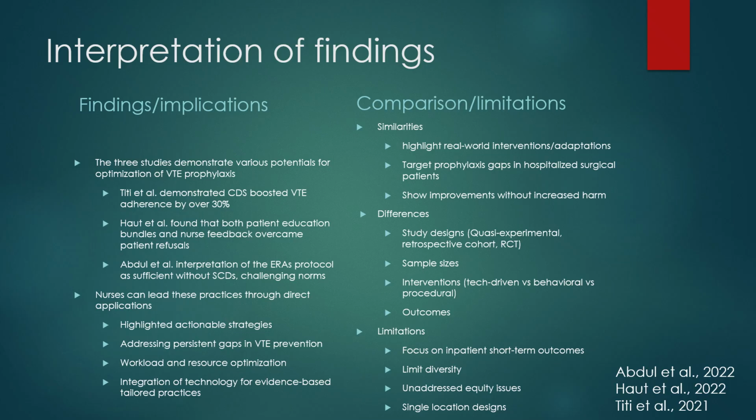Differences include study designs, including 3 different methods: quasi-experimental, retrospective cohort, and randomized controlled trials. Sample sizes and the use of various interventions, such as tech-driven versus behavioral, and outcomes, all varied. Limitations for all studies included the scope of the study with a focus on inpatient short-term outcomes, which had an impact on results. Diversity and cost-effective strategies were also an issue, as access to resources can be limited. Methodologies were all limited by each study, as all have single location designs.